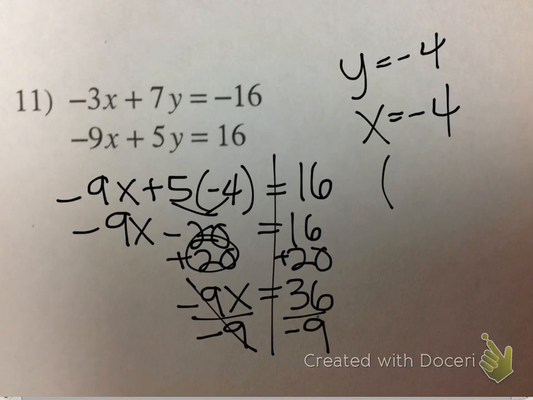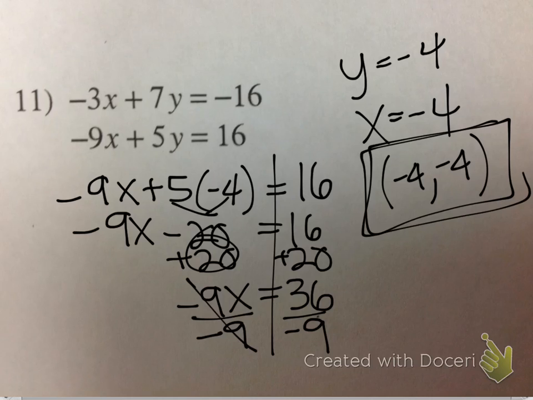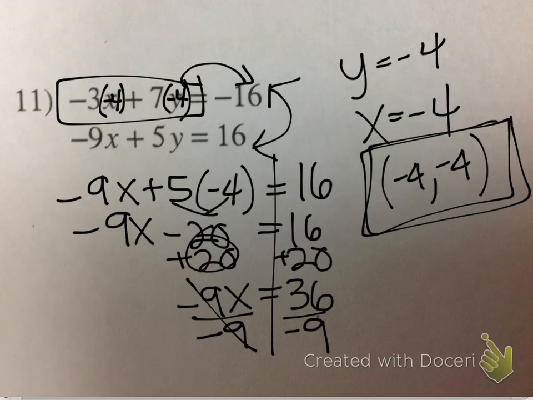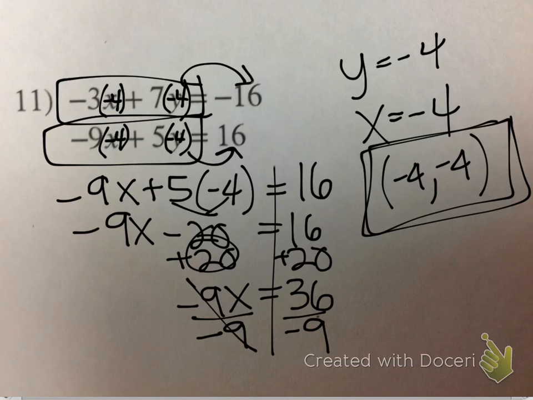So our solution is negative 4 comma negative 4. That's the x and the y value that make these two equations work. So if I plug in negative 4, I plug in negative 4, it better give me negative 16. And again, if I plug in negative 4, plug in negative 4, on this one it better give me positive 16. And that's what it means to be a solution to both of the equations.